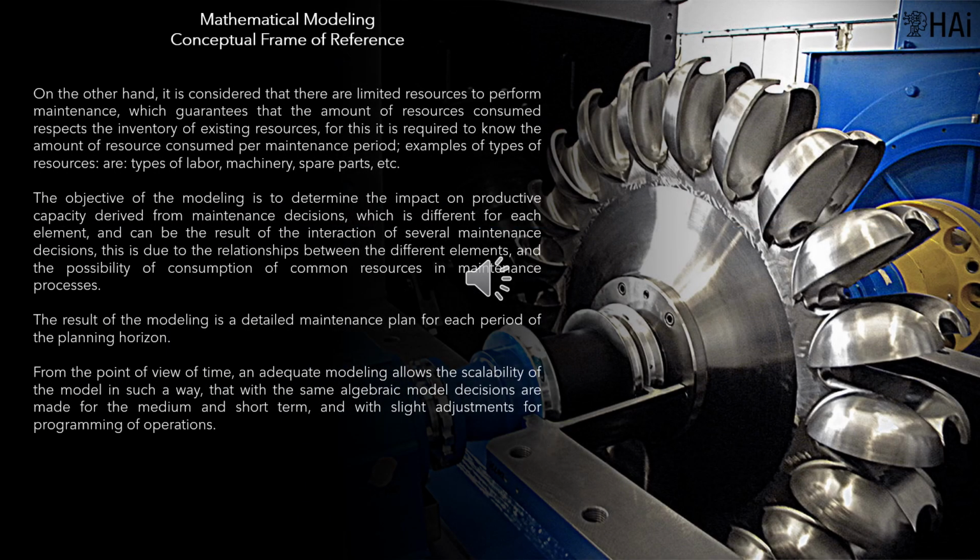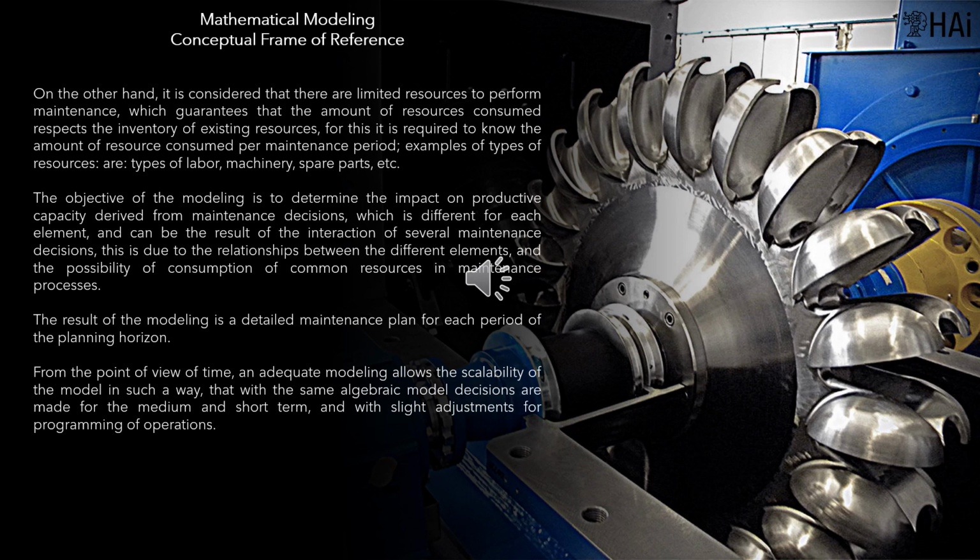On the other hand, it is considered that there are limited resources to perform maintenance, which guarantees that the amount of resources consumed respects the inventory of existing resources. For this, it is required to know the amount of resource consumed per maintenance period. Examples of types of resources are types of labor, machinery, spare parts, etc.